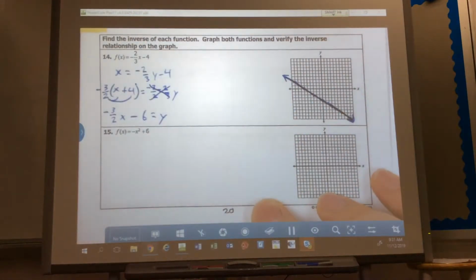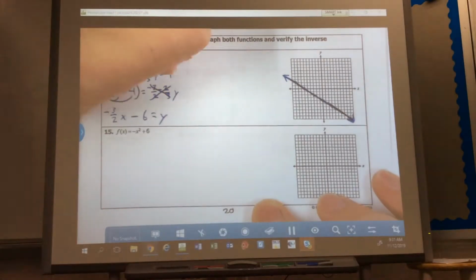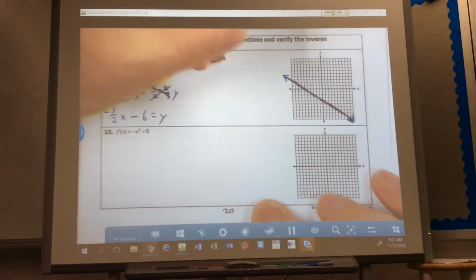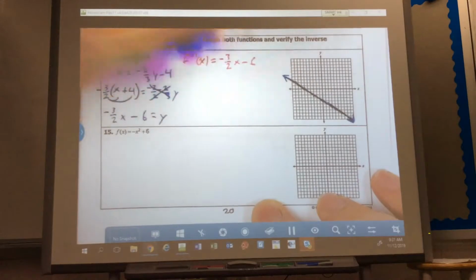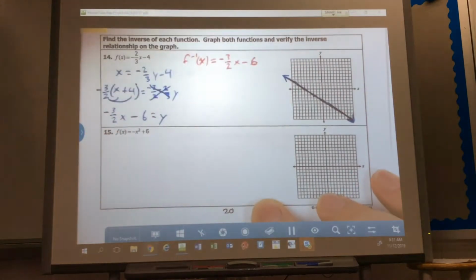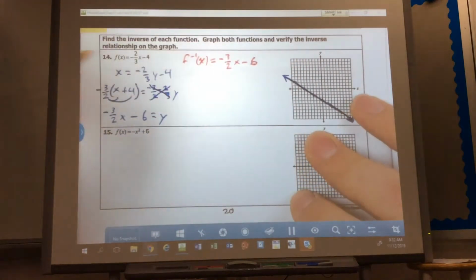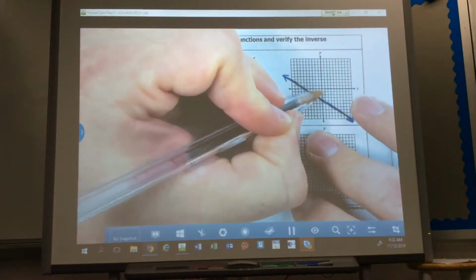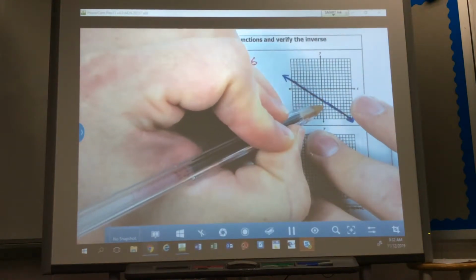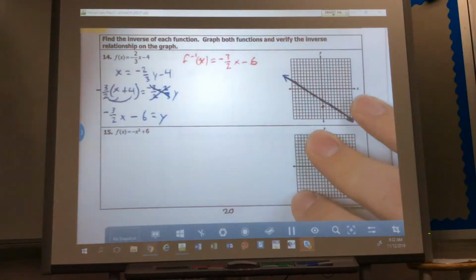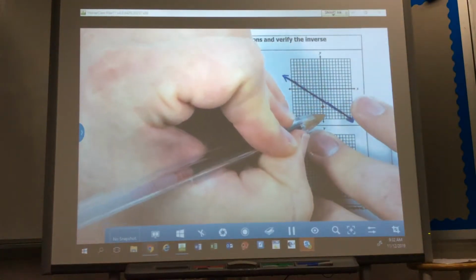You rewrite it so that it shows it as an inverse, which would be the inverse function of x is equal to -3/2x minus 6. So I'm going to go ahead and graph that. So we go down to -6, 1, 2, 3, 4, 5, 6. Make that point. We're going to go down 3 units and right 2 units. Down 1, 2, 3 over 1, 2.